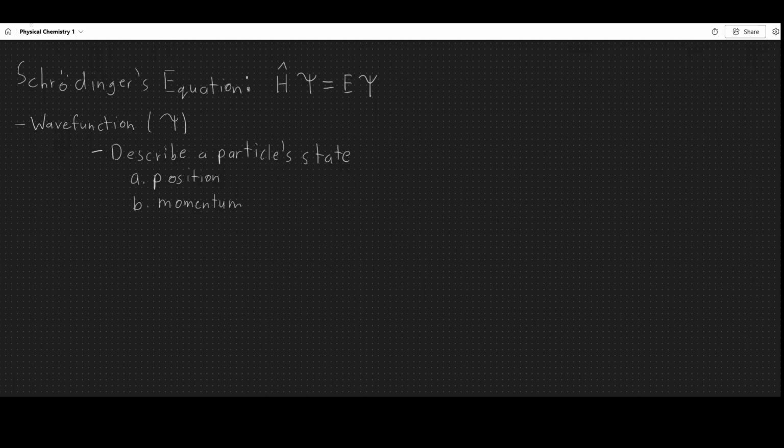You'll see it get defined later with psi squared and that kind of stuff as a probability density. But as of right now, you can just think of all these characteristics as condensed and stored in this wave function. Now, what about H hat? Well, H hat is something called an operator. So we'll put H hat. And typically anything that has a hat in physical chemistry will be an operator.